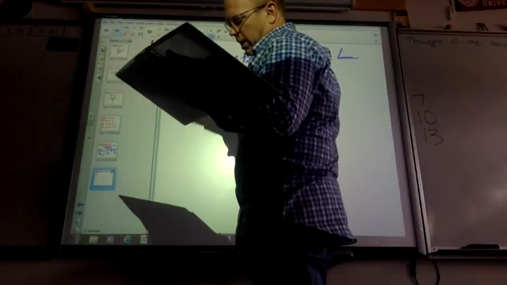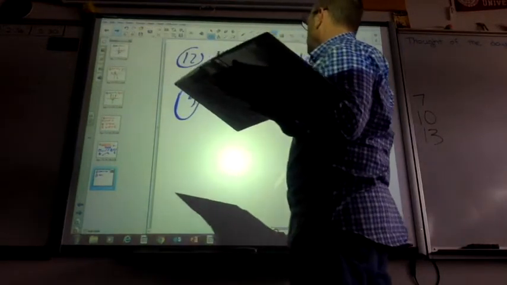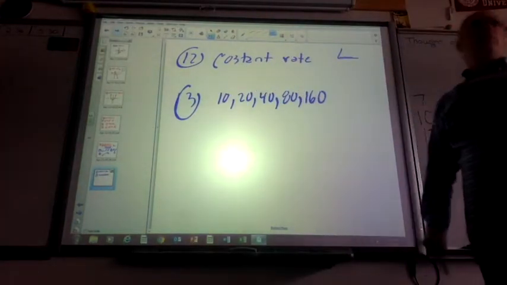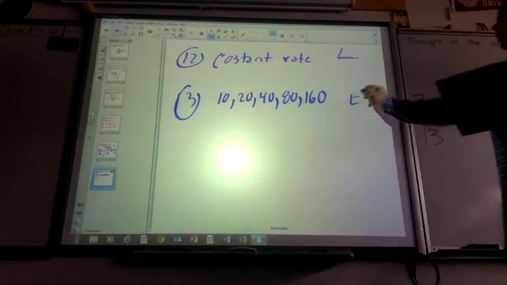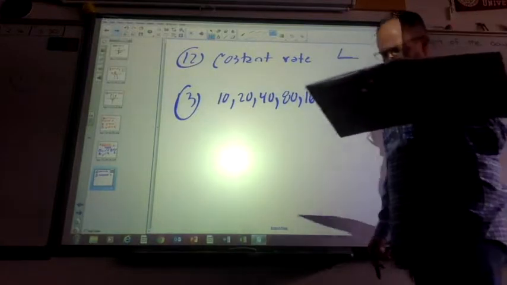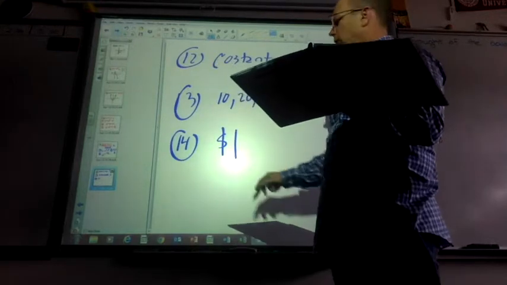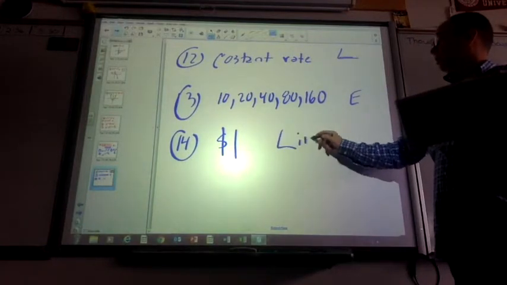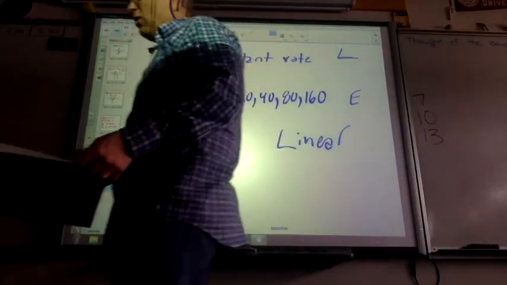Okay, number 13, population starts at 10 and doubles. What do you think that is? It's exponential, absolutely. It's growing very quickly. And then 14, an employer increases your salary to $1 every week. So it's same slope, so you're talking linear. Okay, so 1 through 14, good problems.